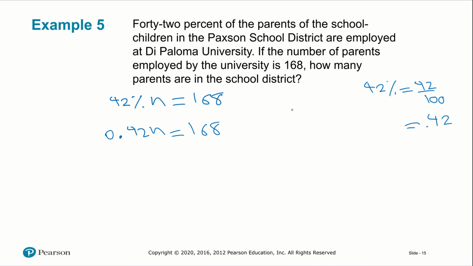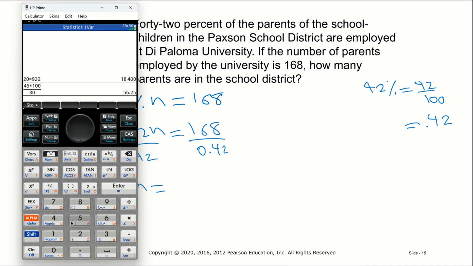And just divide both sides by 0.42, which is 42 hundredths, of course, if you want to read it correctly. So you say n equals, now we're just going to do the division, 168 divided by 0.42. So we get 400.